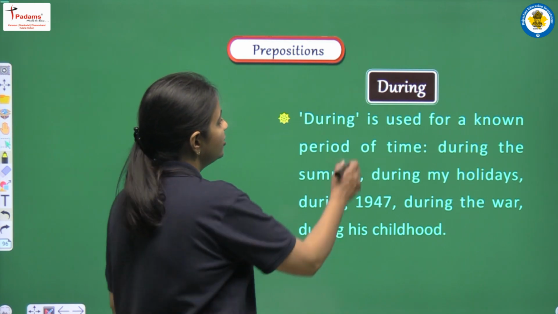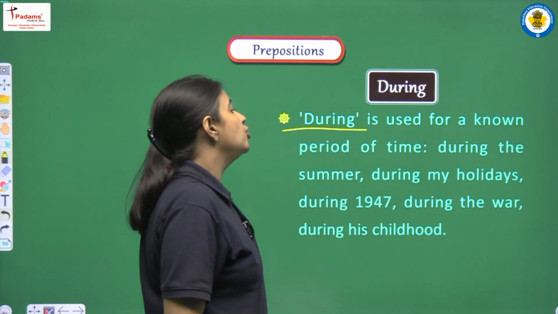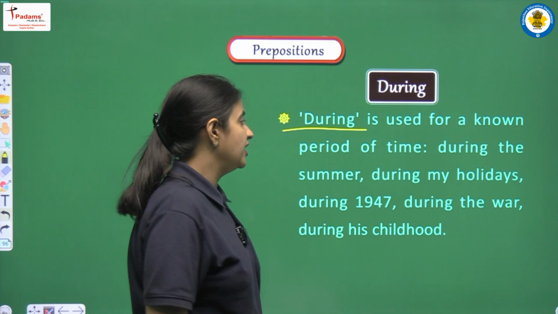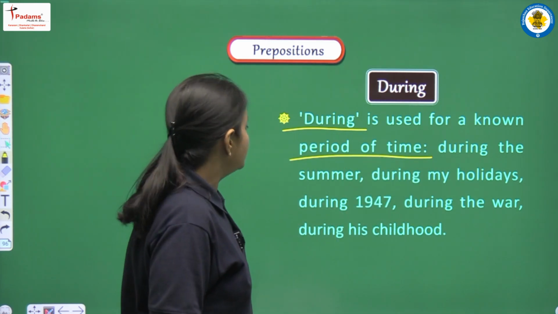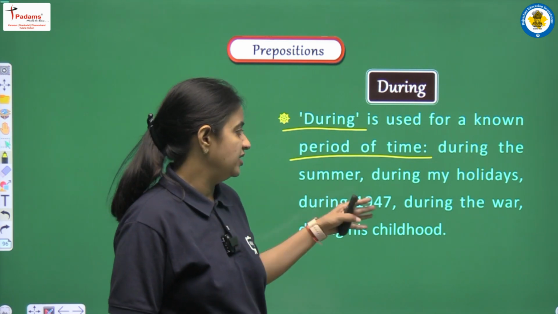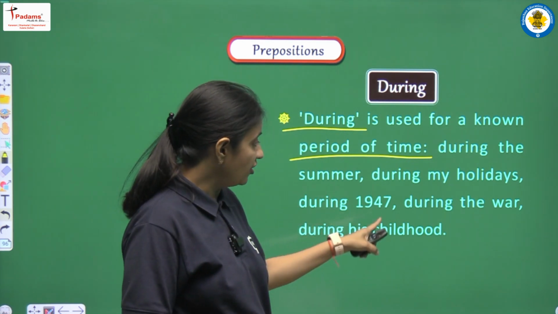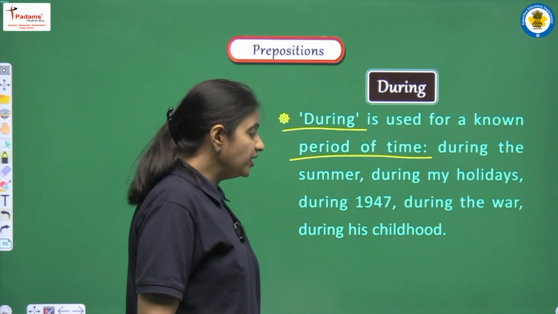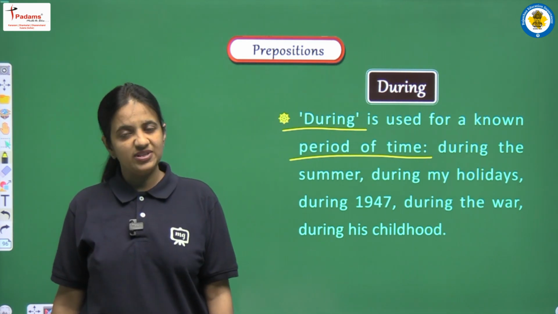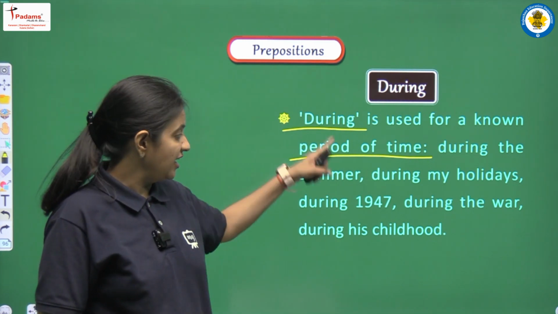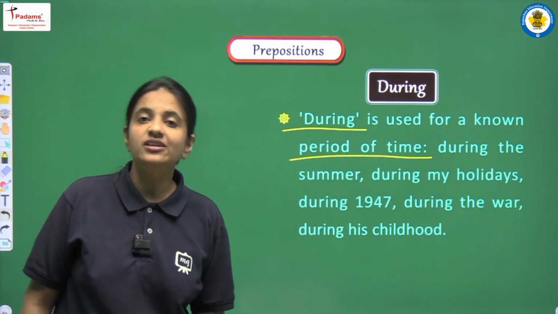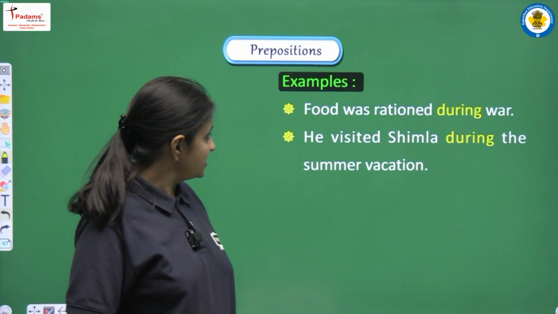Next we are having during. So let's see, during is used for a known period of time. So again we are having a period of time, and then we can use during. During the summer, during my holidays, during 1947, during the war, during his childhood. So yes, with the help of during we can show a period of time, and during can be used in so many different manners.